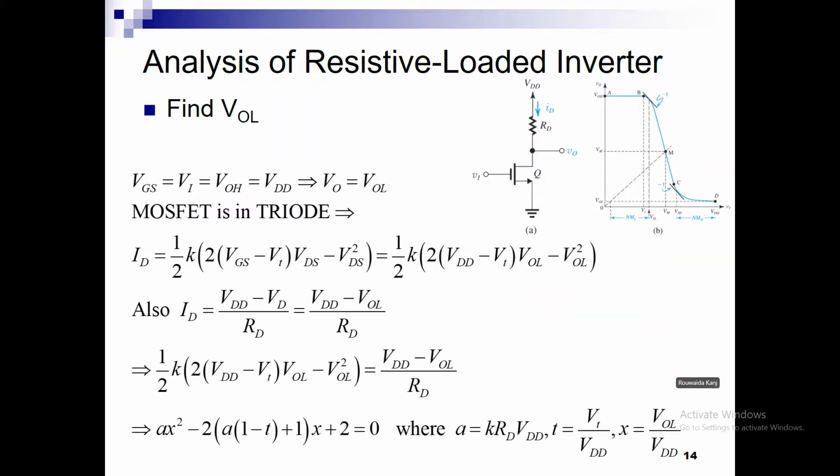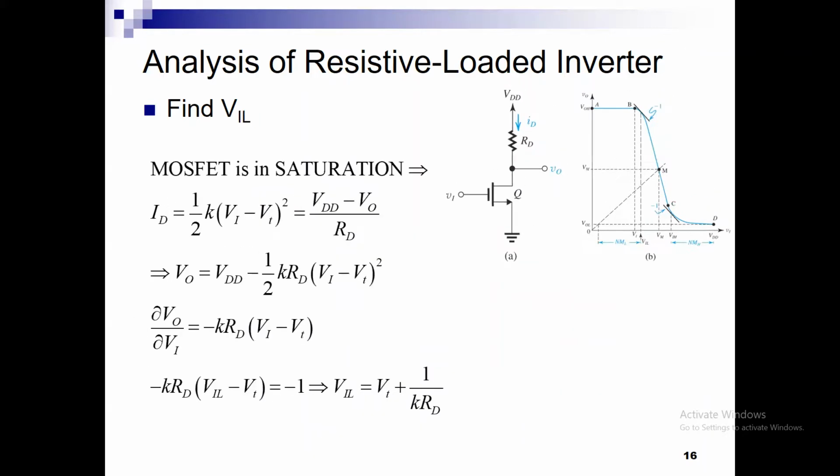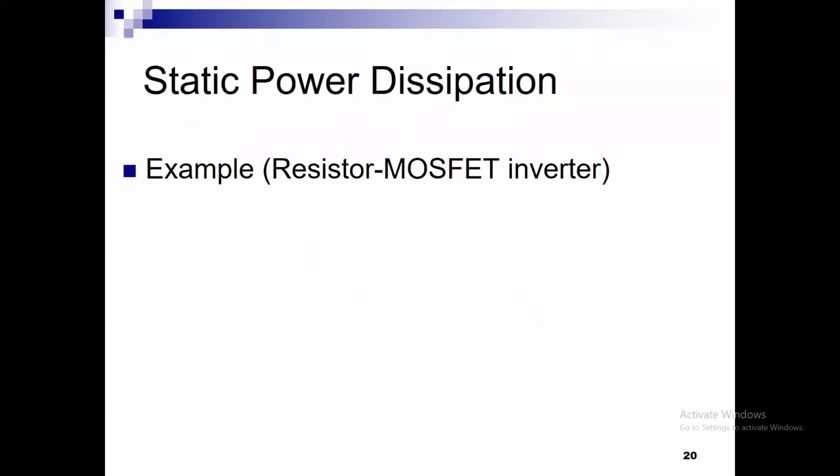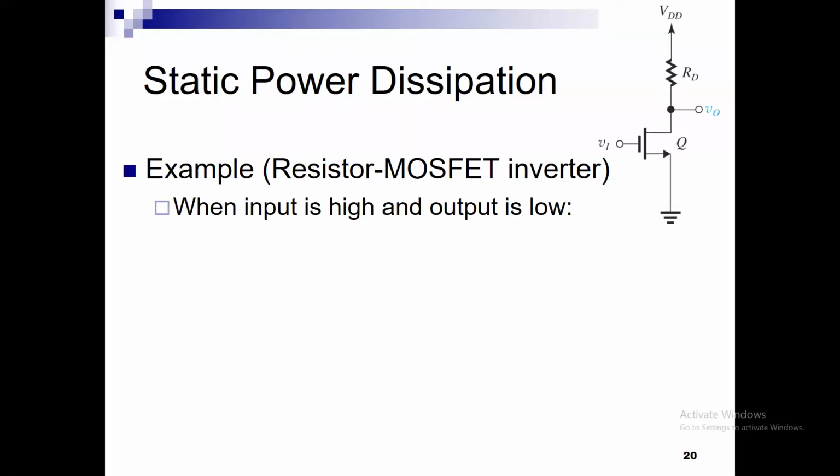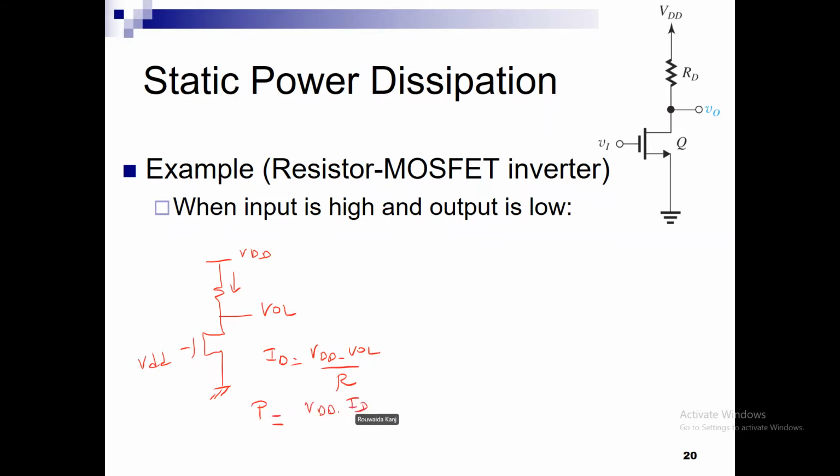Okay, so great. But in the resistor-based inverter, we are going to have two scenarios for the static power dissipation. The first scenario is when the input is high, when I have input VDD, and the output is low, this is VOL. In this case, the current ID flowing from VDD will equal VDD minus VOL over R. And the power dissipation will be equal to VDD times ID.